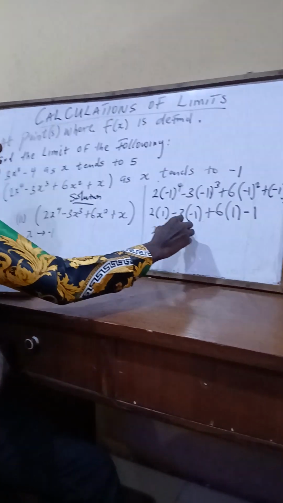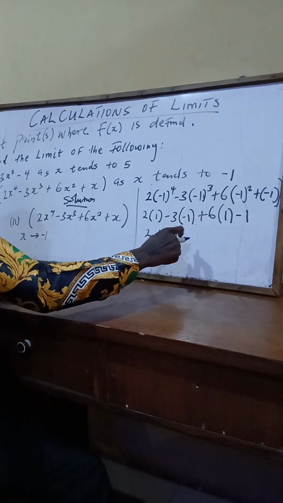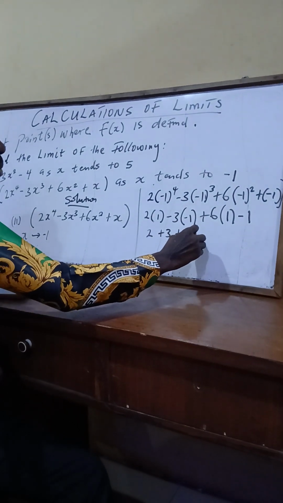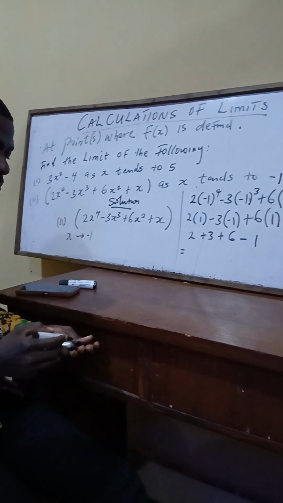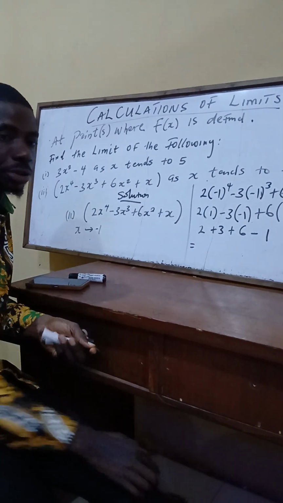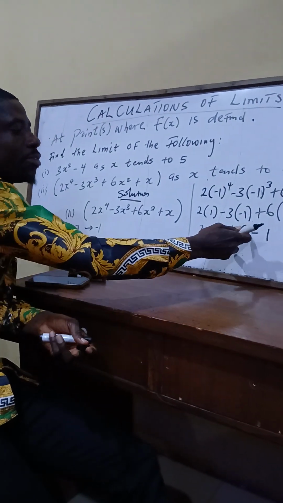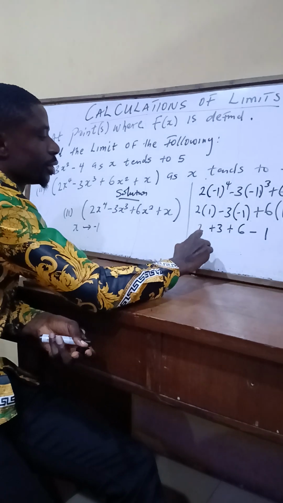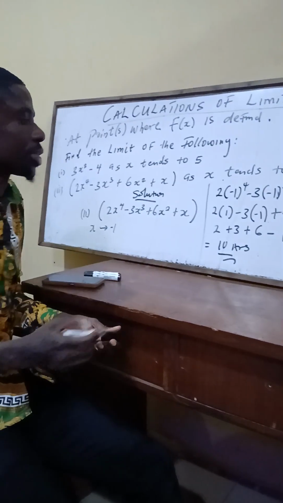Then bring down this plus here: 6 times 1 will give us 6, minus 1. We continue. 2 plus 3 is 5. 5 plus 6 will give us 11. 11 minus 1 will give us 10. So this is the answer to the question.